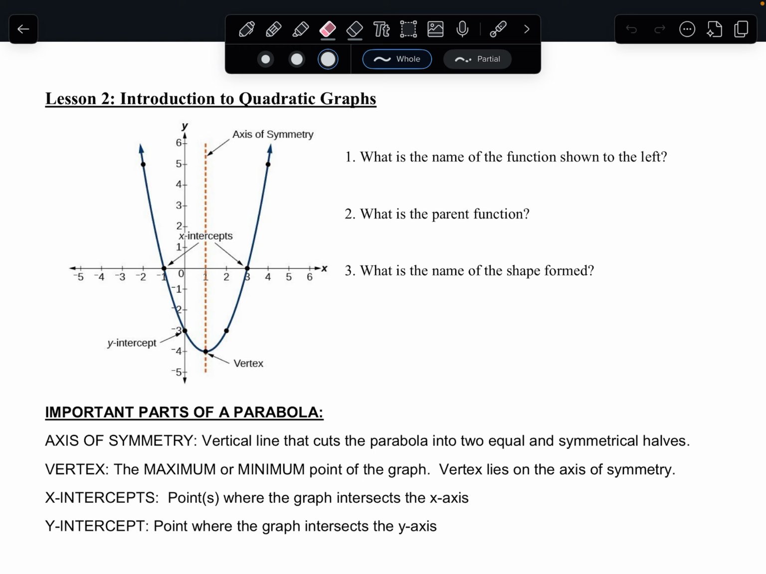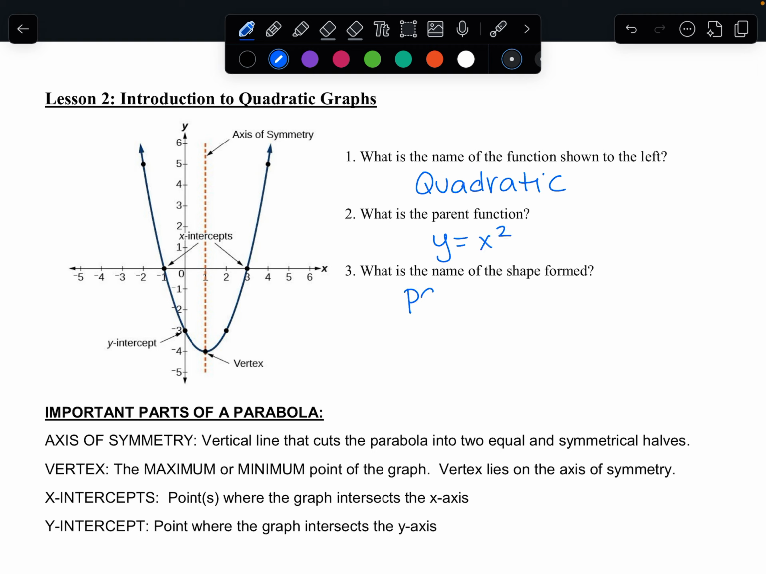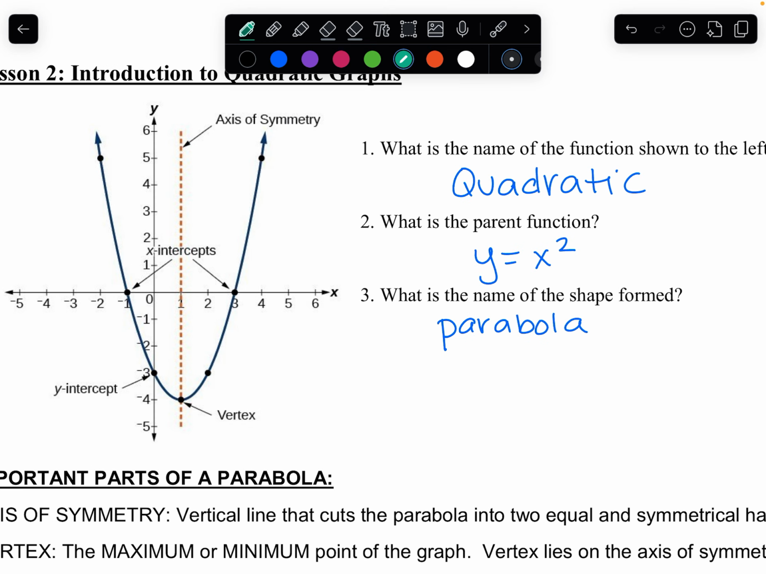So first of all, a little bit of review from lesson 1. The name of the function to the left is called a quadratic. Our parent function is y equals x squared, and it creates a U shape, and that U shape is called a parabola. Now, we have pieces of information that we've seen on here before. We have our x-intercepts, which are (-1, 0) and (3, 0).